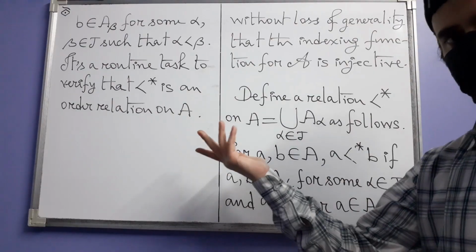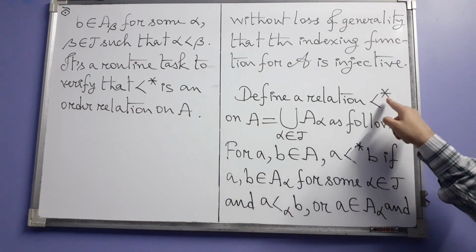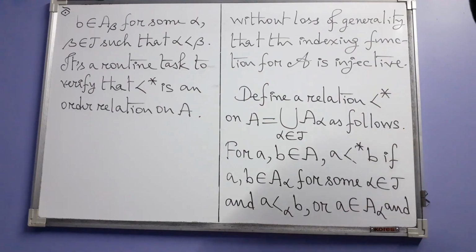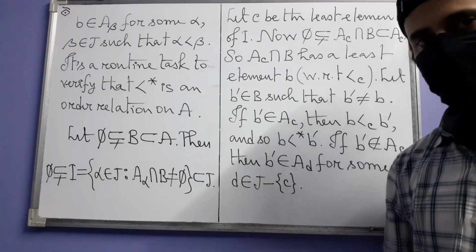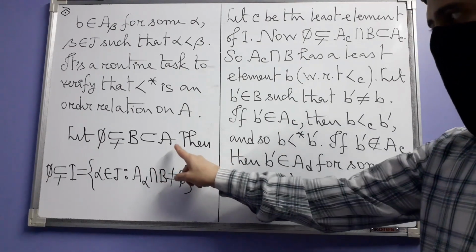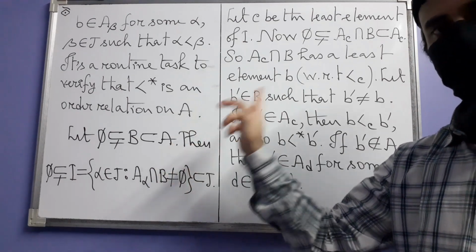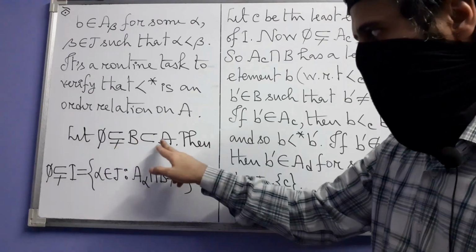And now, just like part A, we are going to show that this is well ordered with respect to this. Let us show that next. Okay, so we start this part of the solution. We want to show that our A is well ordered with respect to less than star. So we have taken a non-empty subset B of A.